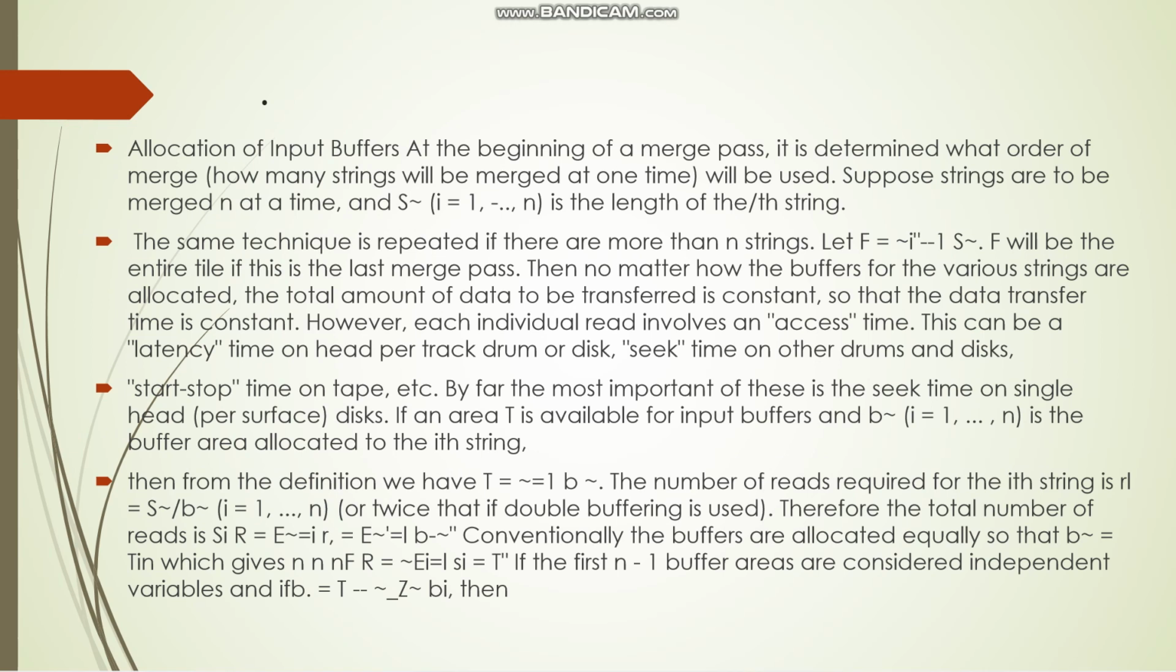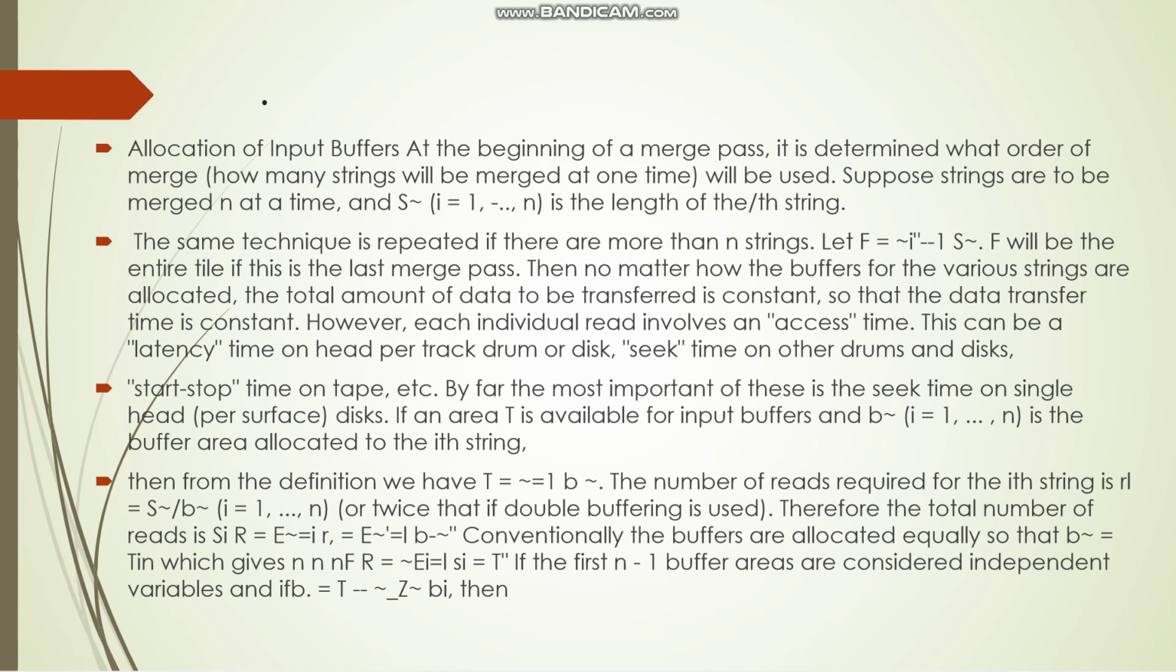Then no matter how the buffers for the various strings are allocated, the total amount of data to be transferred is constant, so that the data transfer time is constant. However, each individual read involves an access time. This can be latency time on head per track drum or disk, seek time on the other drums and disks, start-stop time on tape, etc. By far the most important of these is the seek time on single head disks.